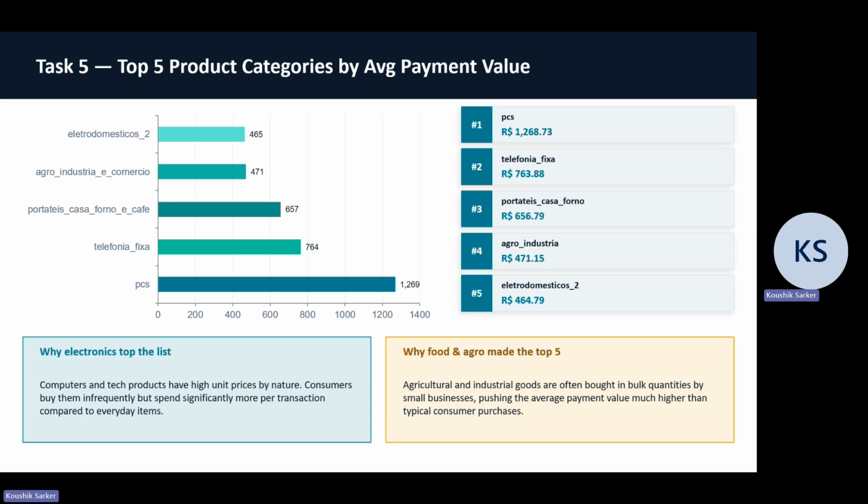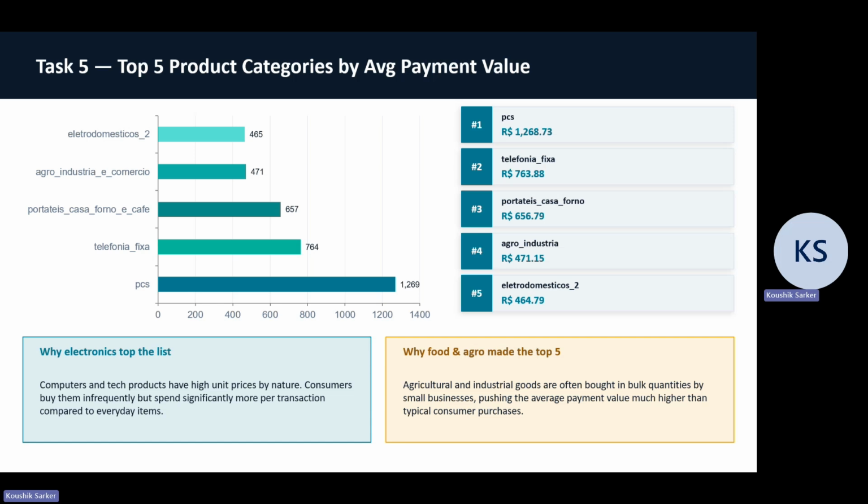In part 2, I wrote the query to find the top 5 product categories by average payment value. The result shows that PCs led the list with $1,268 average, followed by Telefonia Fixa at $763 and Portateis Casa Forno e Cafe at $656. Electronics top the list because they have naturally high unit prices and customers make infrequent but large purchases. Agroindustria made the top 5 because agricultural and industrial goods are often bought in bulk by small businesses, pushing the average up significantly.